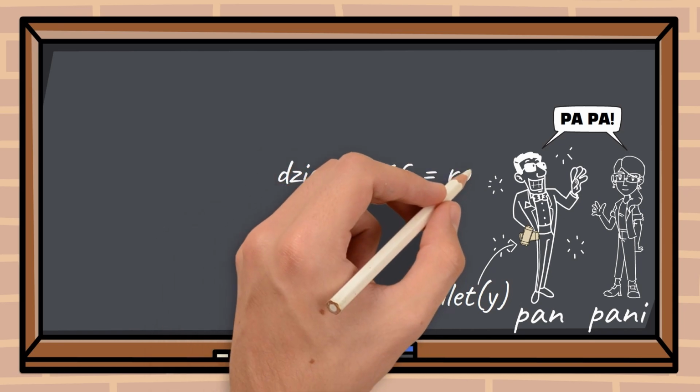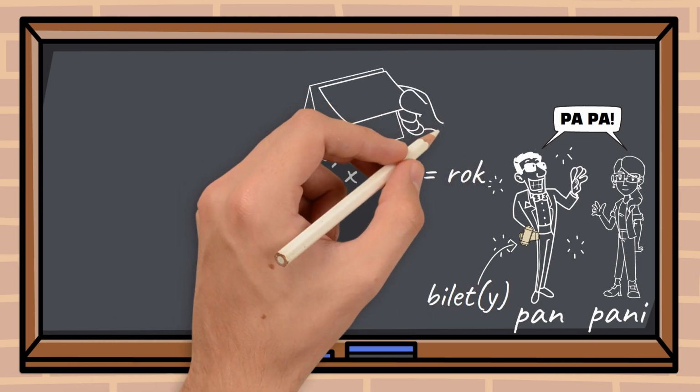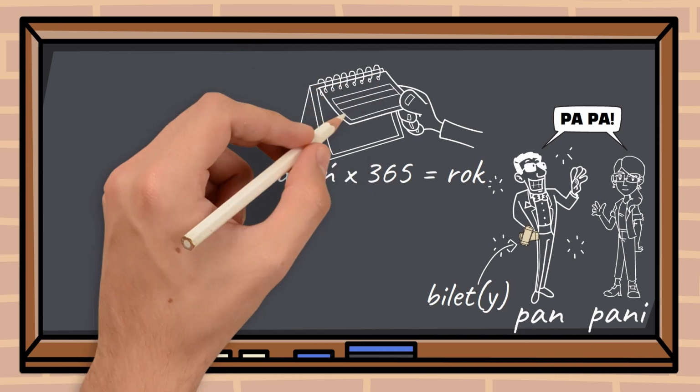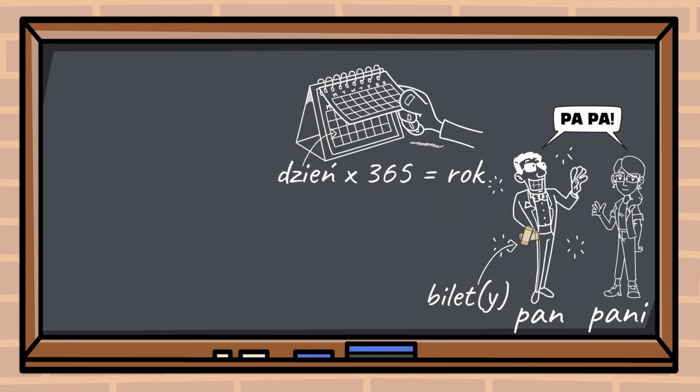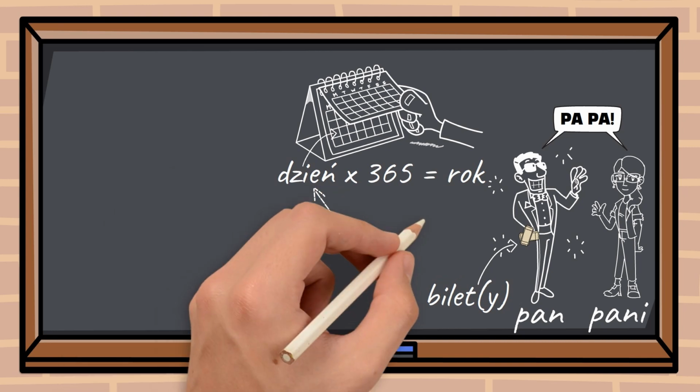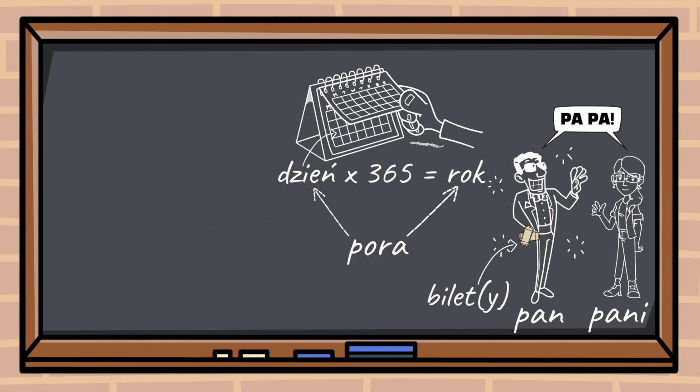And 365 days, 365 dni, is a year, which is rok in Polish. 365 dni to rok, a year. Do you remember the Polish word pora? It's very useful as it may indicate part of the day as well as part or season of the year. Let's list parts of the day and seasons of the year provided in the expert version of Polish Up.